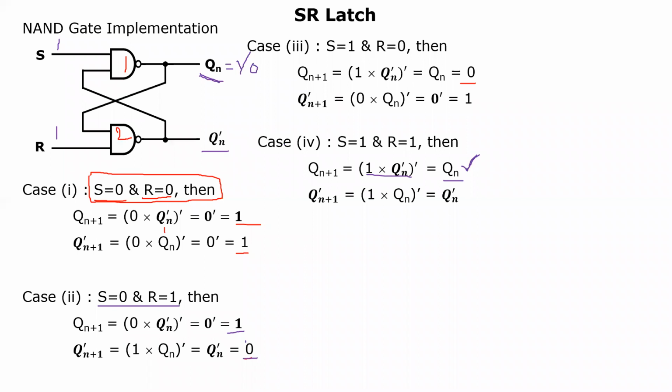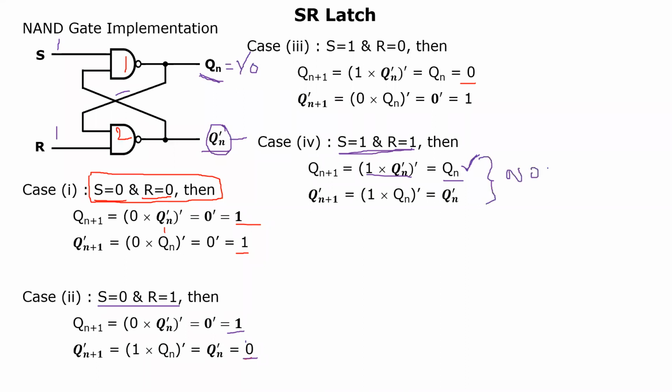Then qn plus 1 whole complement equals, so here we have taken this value as input, and we don't know what the specific value is. So 1 into qn whole complement equals qn whole complement. Qn whole complement in the sense of the previous state, whatever values you had just before, the same value will continue for the next state also. So when s equal to 1 and r equal to 1, whatever the previous values available, the same values will continue. So this is called no change.